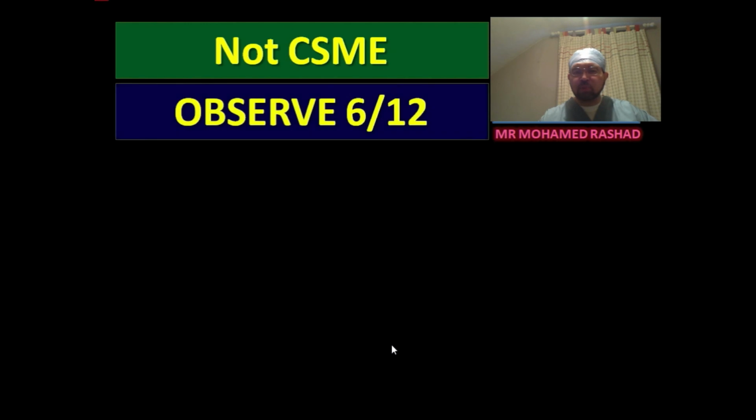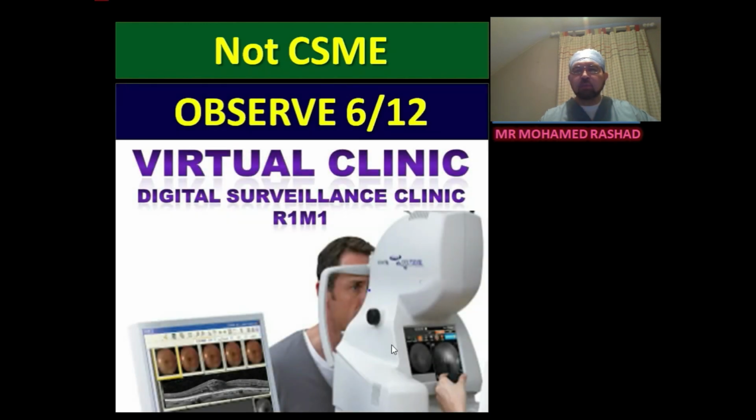If it is not clinically significant macular edema, as we said, we just observe the patient in about 6 months, and we can do some virtual clinics or digital surveillance clinics. So this will be involving doing just photography for the patient, and then we revise the OCT scans and see if there is any worsening or not. So this criteria for the virtual clinics or the screening clinics, we can use it for the patient that have R1M1, and this R1M1 is just staging of the diabetic retinopathy in UK according to the national screening program here.